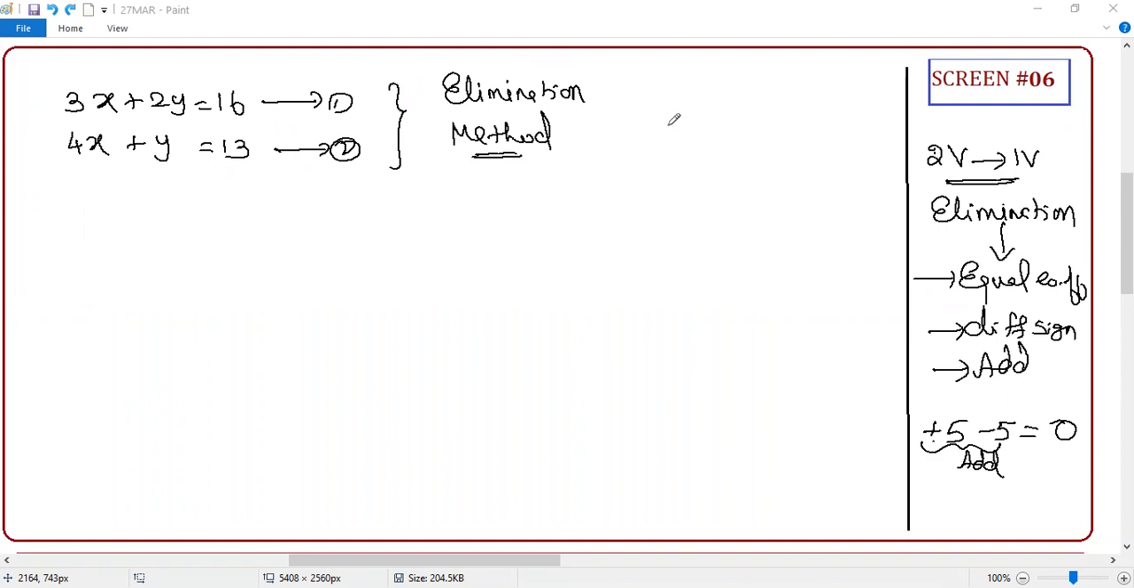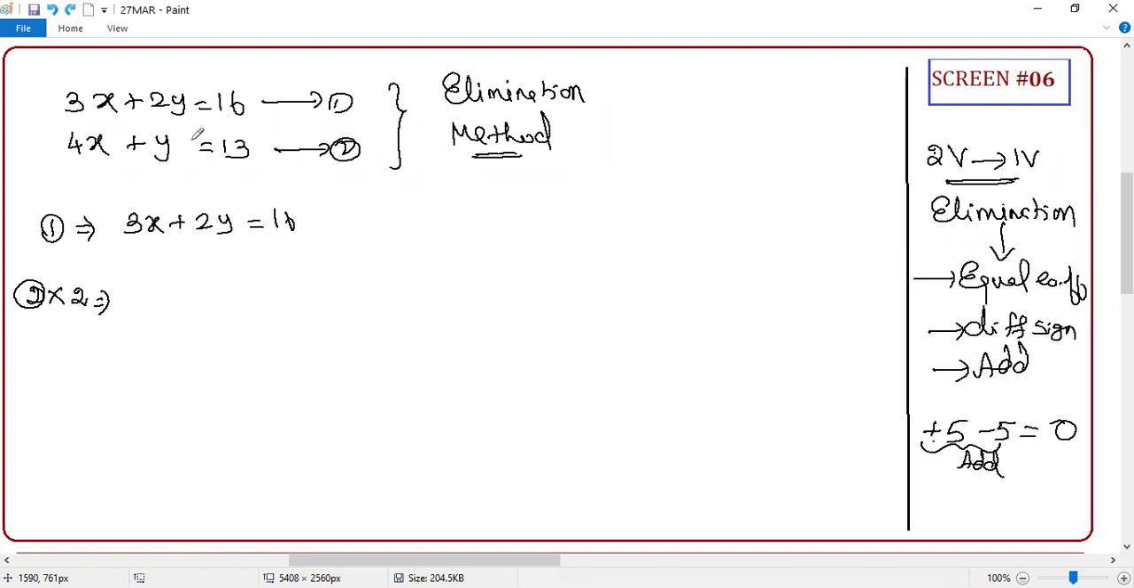We make the y coefficients equal because this one is 1. So this coefficient of 1 is really a super fellow student. Whenever you have this, you are all fortunate. Equation 1, I'm not going to do anything. I'm putting 3x plus 2y equal to 16. And equation number 2, I'm going to multiply by 2. Why, sir? I want to put 2 here.